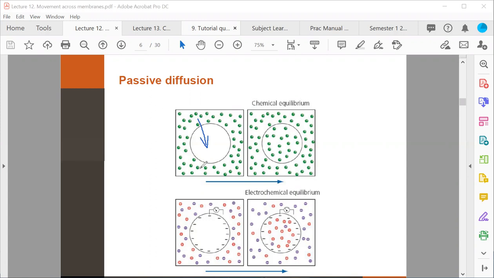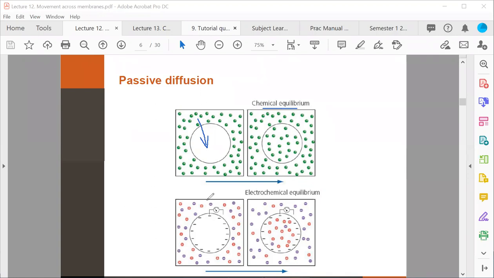So those solutes will diffuse into the cell, and we can see now that we have approximately equal number of particles, or concentration there, relative to the outside of the cell. So this is chemical equilibrium that's been reached.